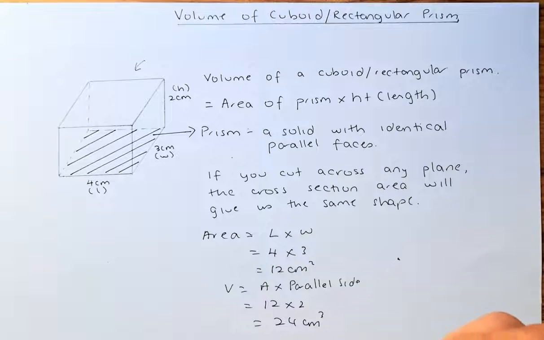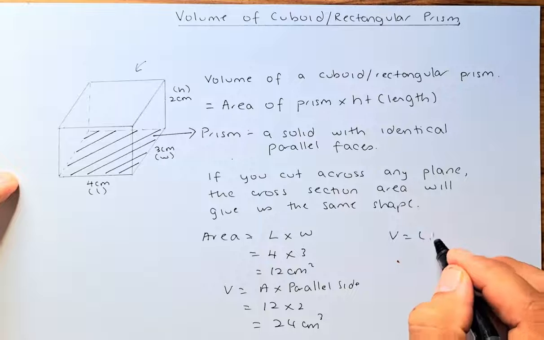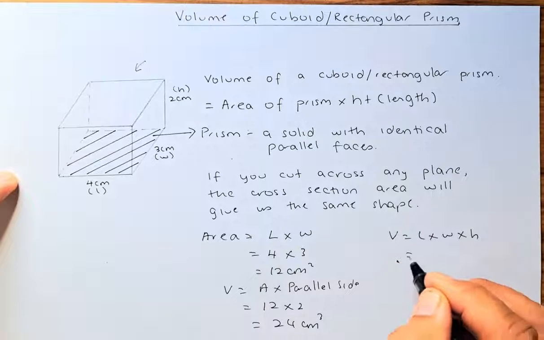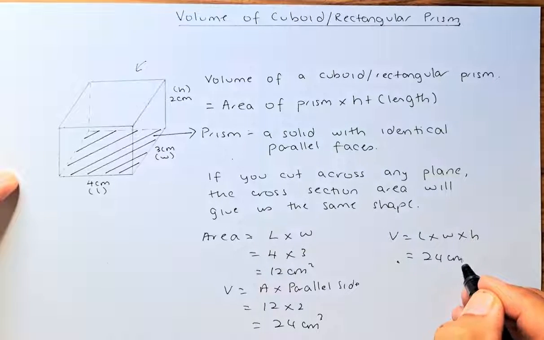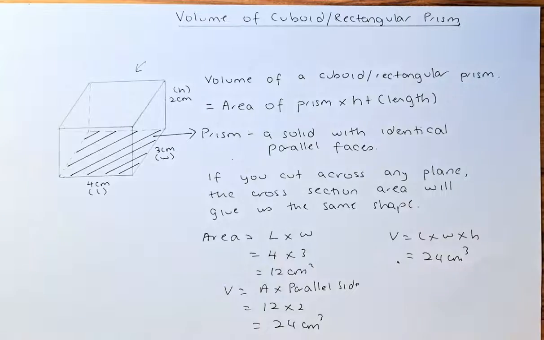The old way of calculating the volume of a cuboid is just length times width times height, and of course you will get the same answer of 24 centimeter cube. Okay, let's do the next example.